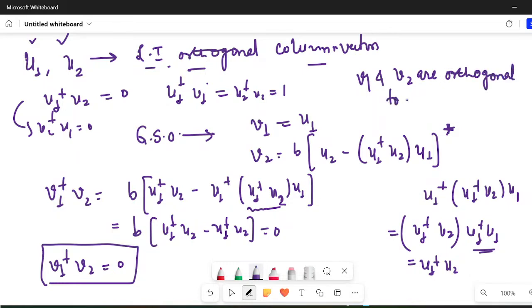Are orthogonal to each other. I hope you have got it. If you have not got it, please let me know. So this is referred to as the Gram-Schmidt orthogonalization process.